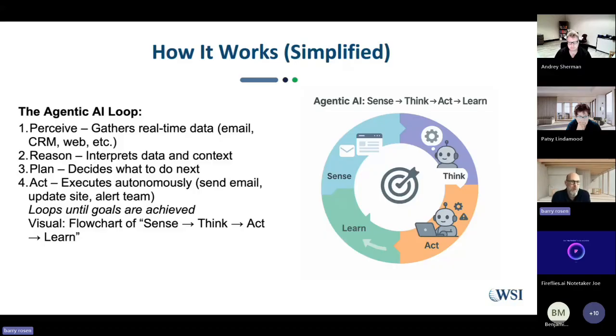So if it's send one email, great. But if it's send a string of emails, or send an email, then reply, then send and reply, it's going to do that. And in the process, it's going to learn as well and optimize over time itself.